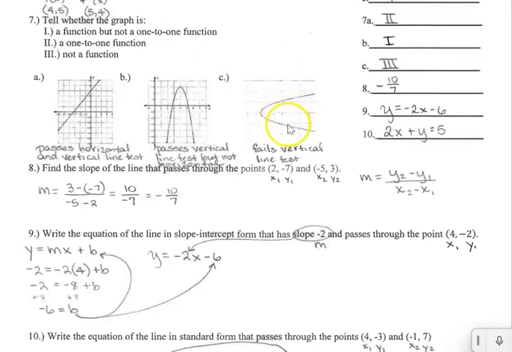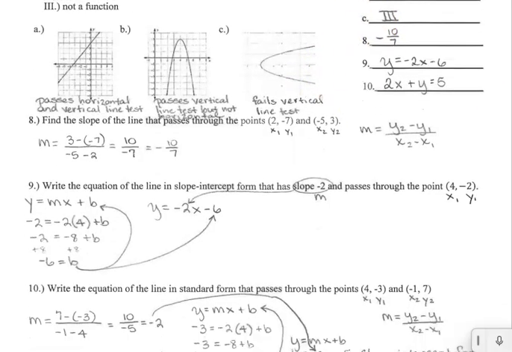And then this last one, when I draw a vertical line, I do hit the graph in more than one spot. That means it fails the vertical line test, so that means it's not a function at all. There's no need to check the horizontal line test because the only thing the horizontal line test tells me is if it's a one-to-one function. If I already know it's not a function, it can't be a one-to-one function. So we would just say that one's not a function at all. So that would be the condition of Roman numeral number 3.